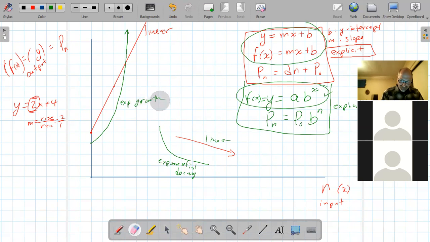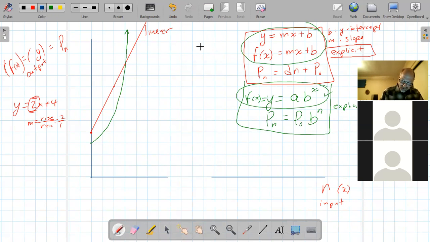Let me go ahead and erase those titles now. I don't have to write them. We'll come back to those later. So anyway, that's what those look like. Now, the last type of function that we're going to talk about, by the way, okay, linear. The green is exponential.